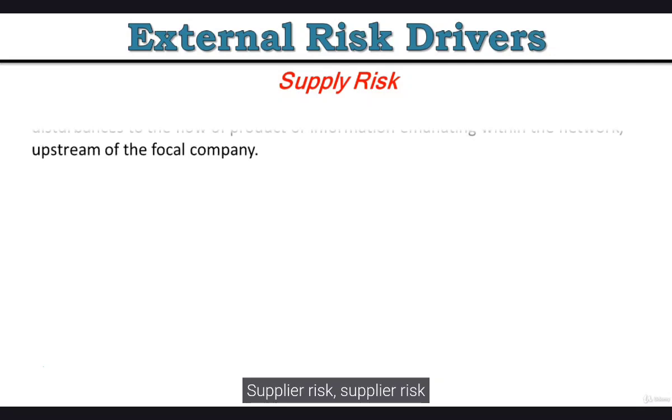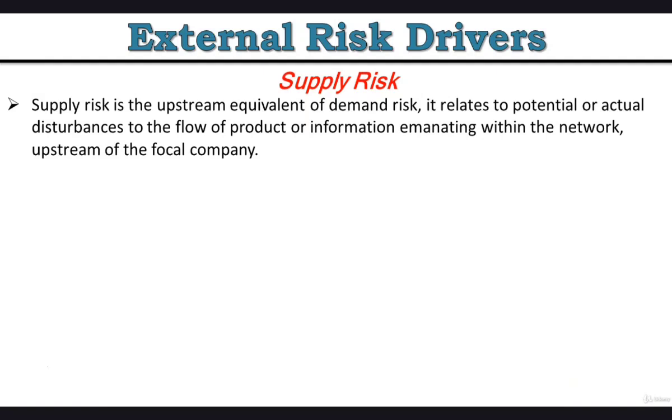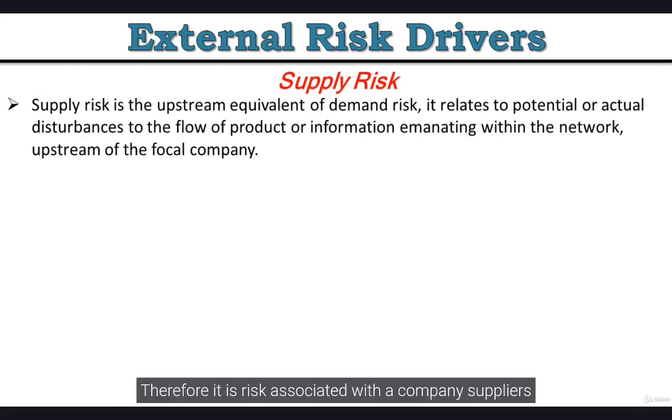Supply risk. Supply risk is the upstream equivalent of demand risk. It relates to potential or actual disturbances to the flow of product or information emanating within the network upstream of the focal company. Therefore, it is risk associated with a company's suppliers, or suppliers' suppliers, being unable to deliver the materials the company needs to effectively meet its production requirements and demand forecasts.